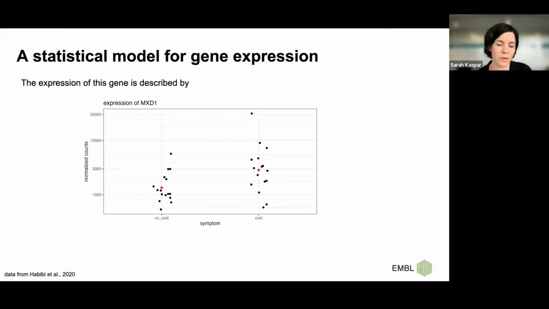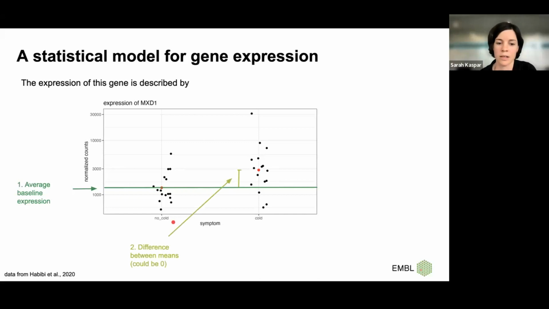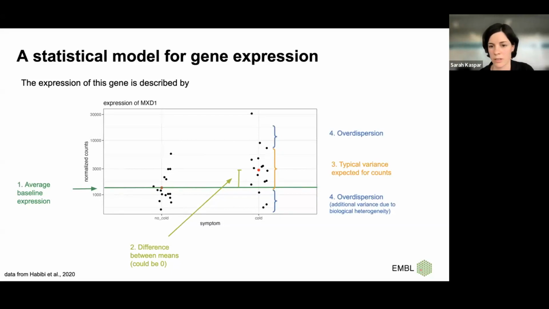So here's one of the most common models for gene expression. It says that the expression of a gene is described by an average baseline expression of the reference group. And here the reference group would be the no-cold group. Then there is a difference between means, which could be 0. We are going to test that. There's some typical variance that we would expect for count data, and some additional variance called overdispersion that is due to biological or also technical heterogeneity that we're dealing a lot with in this kind of biological experiments. So the difference between means could be 0 or not, and we want to test it.